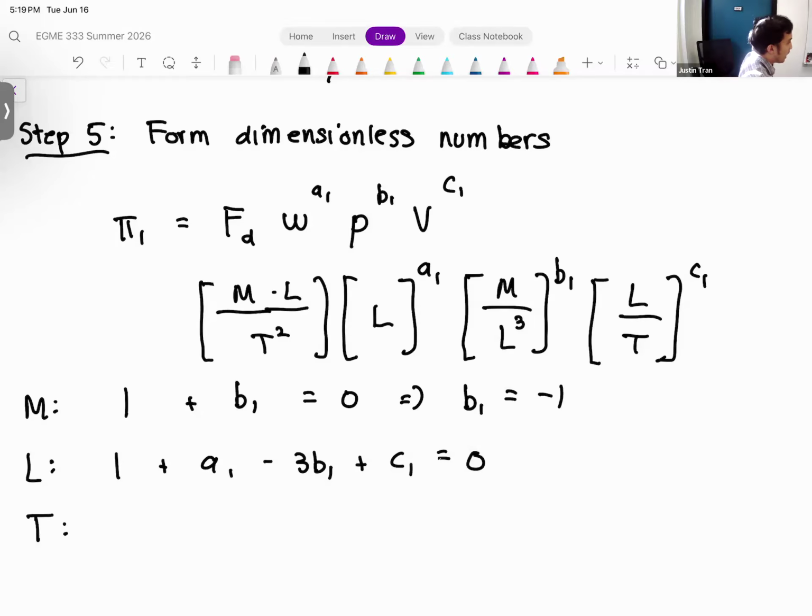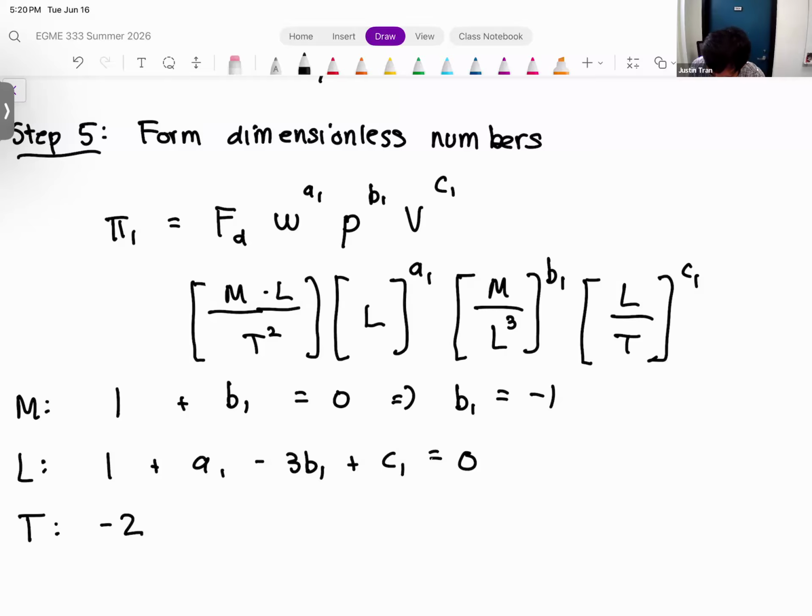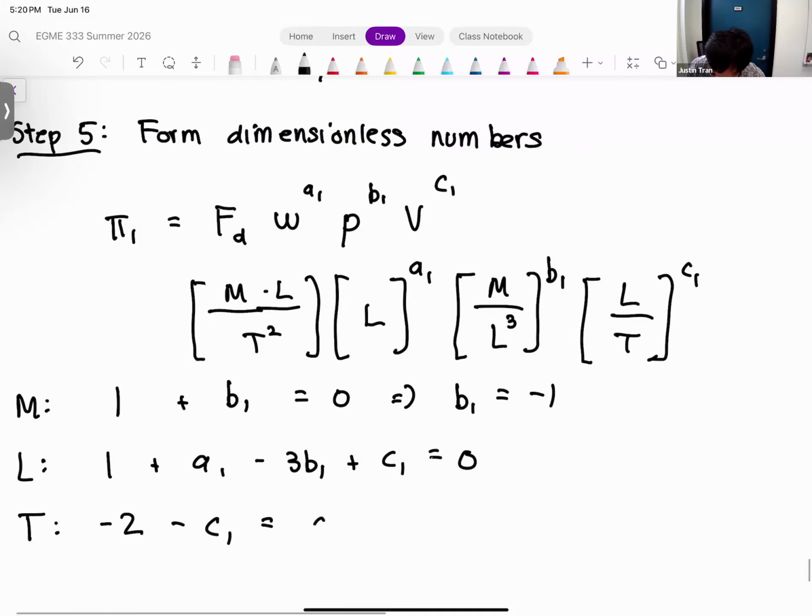Okay, so the time equation, we have a -2 coming from the drag force, and then we have a minus C1 coming from the velocity, equal to 0. And so we get C1. C1 in this case is equal to -2.